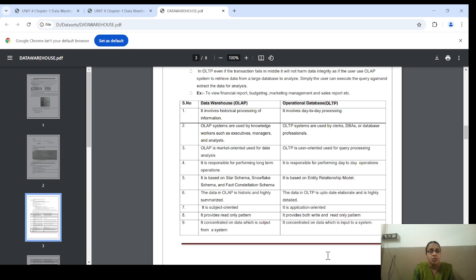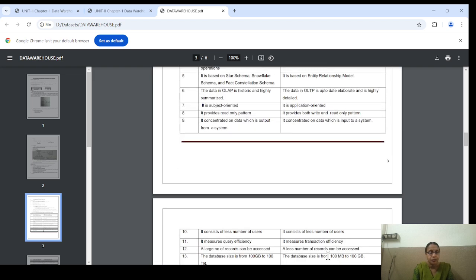OLAP is based on the star schema, snowflake schema, and fact constellation schema. OLTP is based on the entity model. OLAP is historical and highly summarized, but OLTP is up to date, elaborate, and highly detailed. OLAP is subject oriented, OLTP is application oriented. OLAP provides a read-only pattern, and OLTP provides both read and write patterns. OLAP concentrates on data which is output from a system, but OLTP concentrates on data which is input to the system.